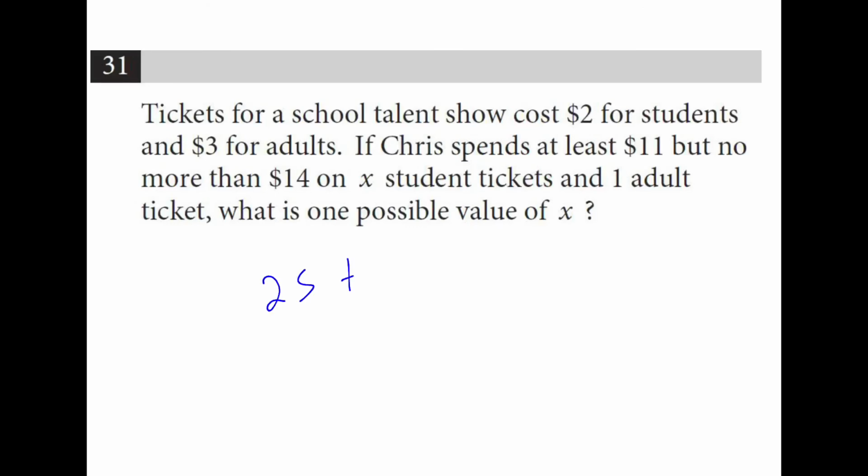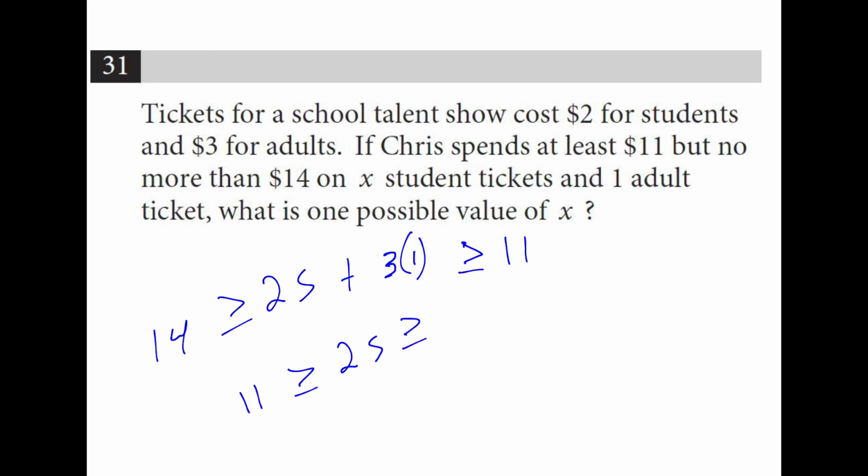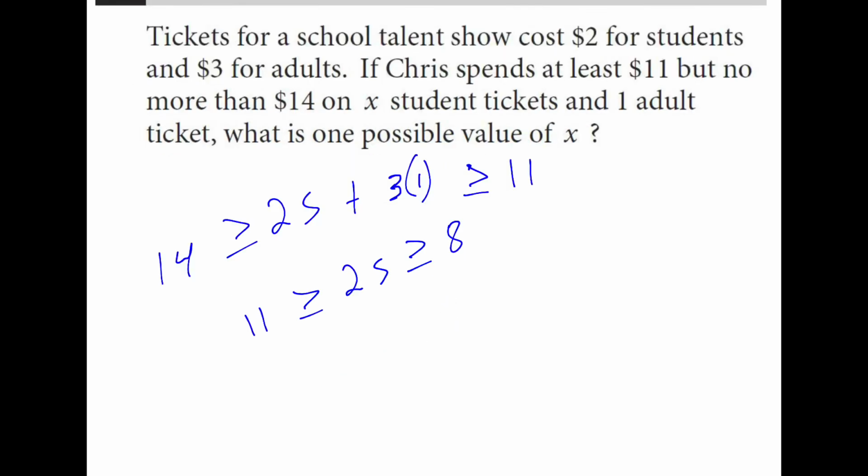2 for students, 3 for adults, at least $11, so greater than or equal to 11, but less than or equal to 14. And we're going to plug in for the adult a 1. We can then subtract 3 from all sides and say 11 is less than or equal to, or greater than or equal to 2s, which is greater than or equal to 8. If I divide everything by 2, I have 4 on this side, I have 5.5 on this side. So the answers are 4 or 5.